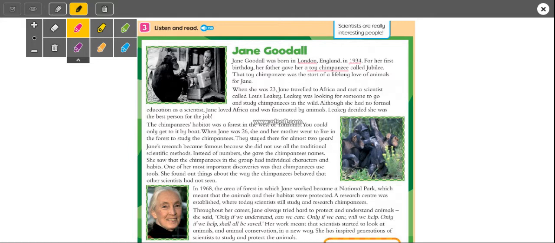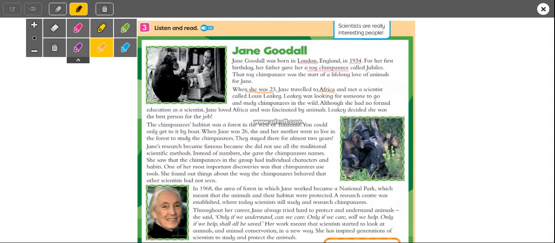Did she travel to America? Did she travel to Africa? Where did she travel? Good. Yes, she was 23 when she traveled to Africa. Why Africa especially? Because it's rich with animals. There are many animals that live in Africa.